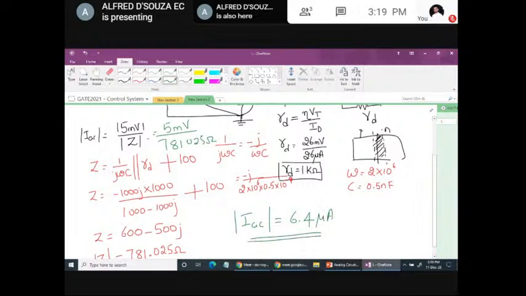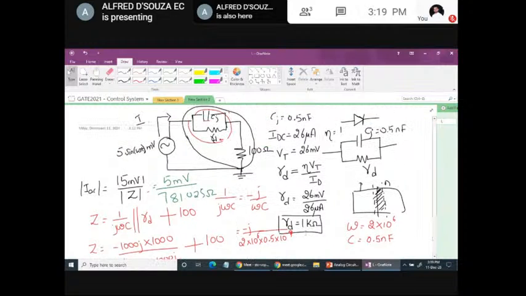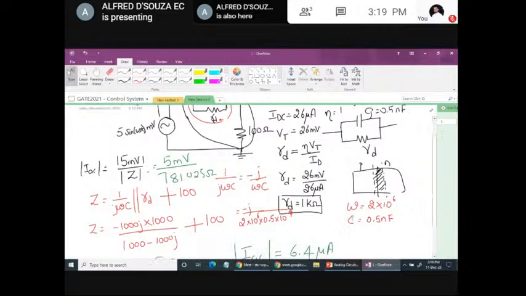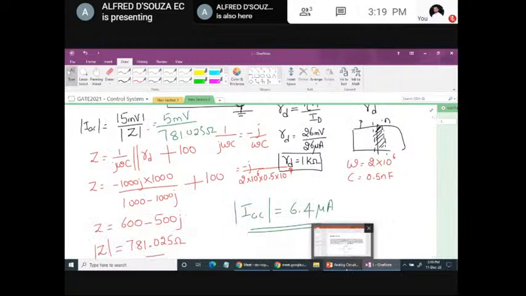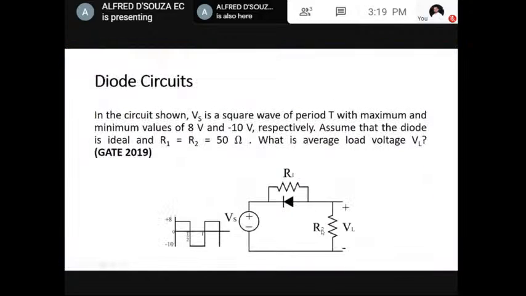So this was a very different kind of question that was asked in GATE 2018. Rarely we find such questions asked, but you should know the AC equivalent or AC model for the diode as well along with the DC models. Okay, let's move on to the next type of question.